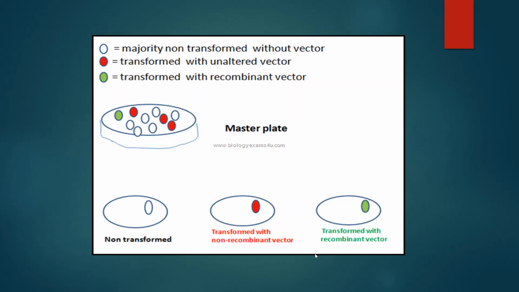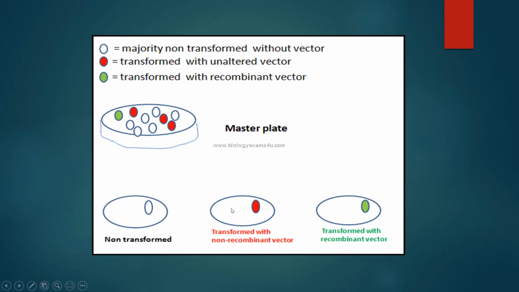This image explains that this plate contains three types of recombinants. For example, this plate contains white colored colonies, which means these are non-transformed colonies. That means they do not take up any recombinant DNA molecule.